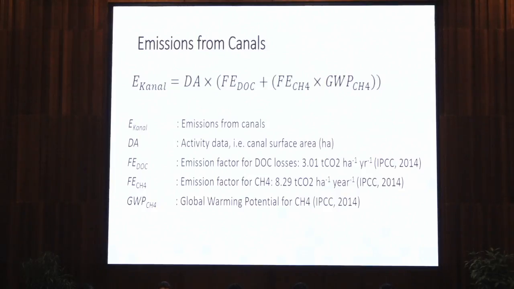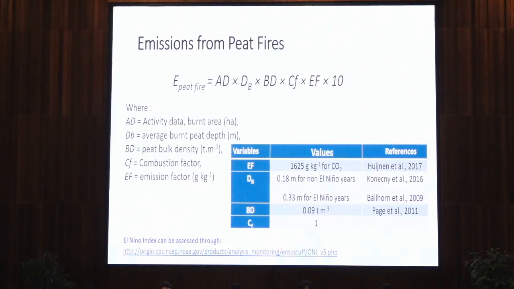And from canals, we only estimate emission from the DOC loss and methane. And we use the value from IPCC 2014. And for peat fires, we use this. This is also from IPCC, the equations. And the most important thing is the value for the emission factor, we use Huijnen et al., which was published in 2017 after the fires, using the data from the 2015 fires.